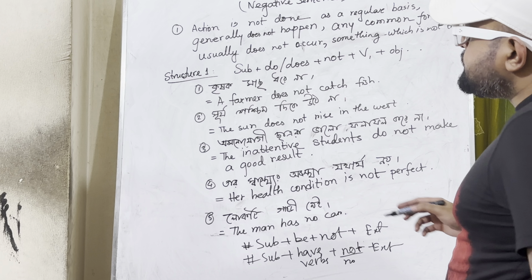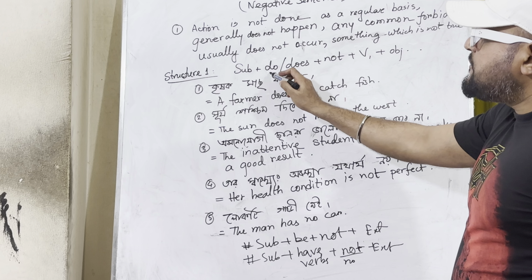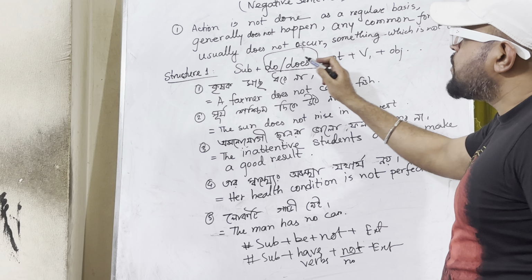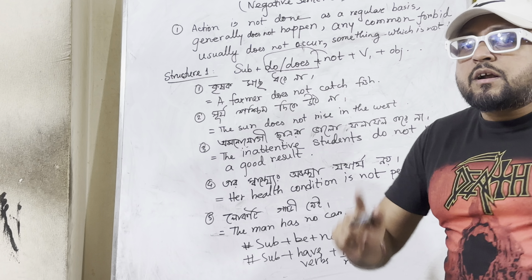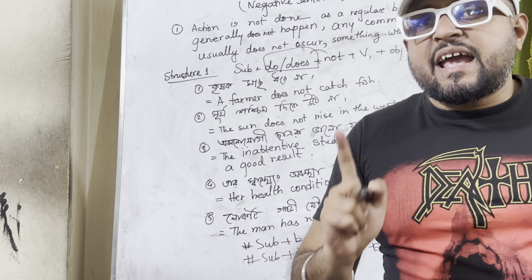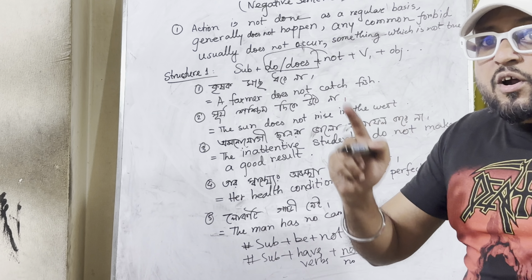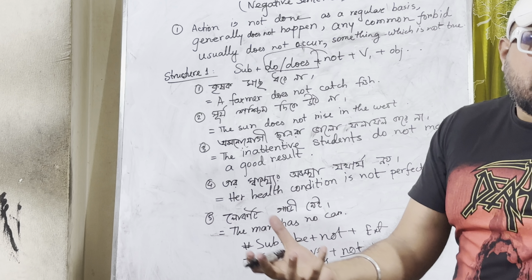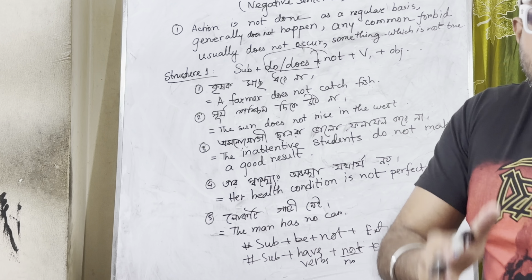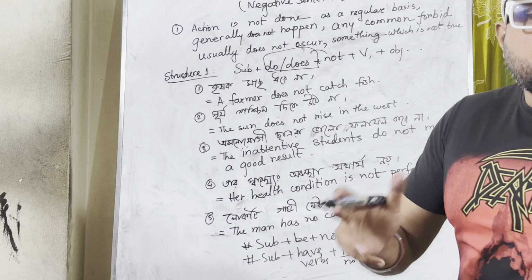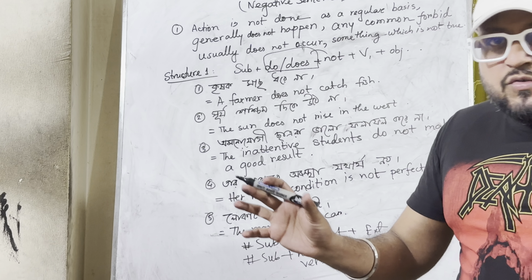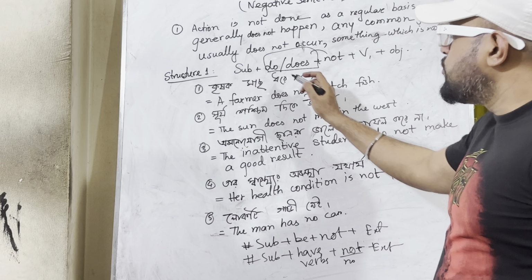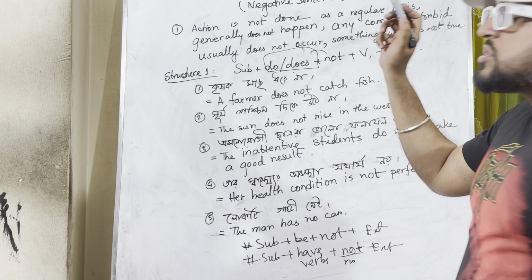Well, look, whenever you are using this structure, do not or does not, remember that it should go with an action. That means you are talking about an action or activity that you perform, but now you are saying that you don't perform it. So in that situation we use do not or does not structures.